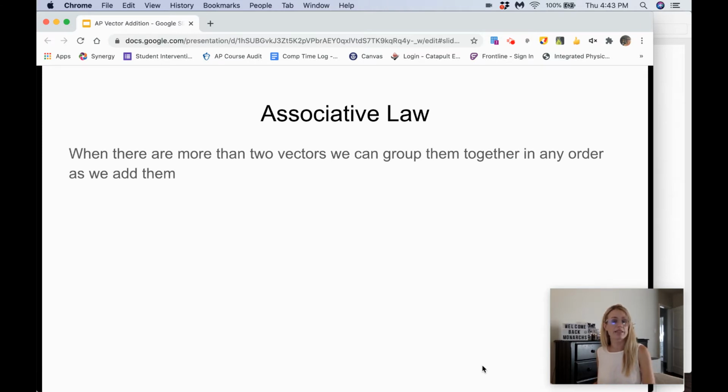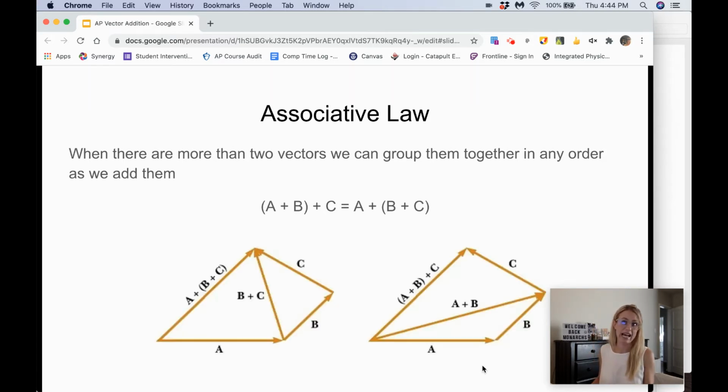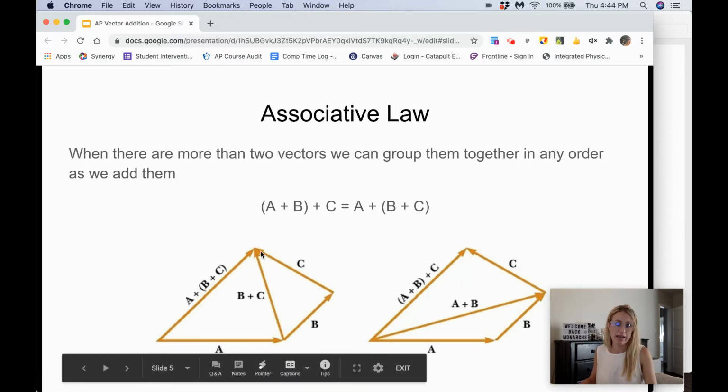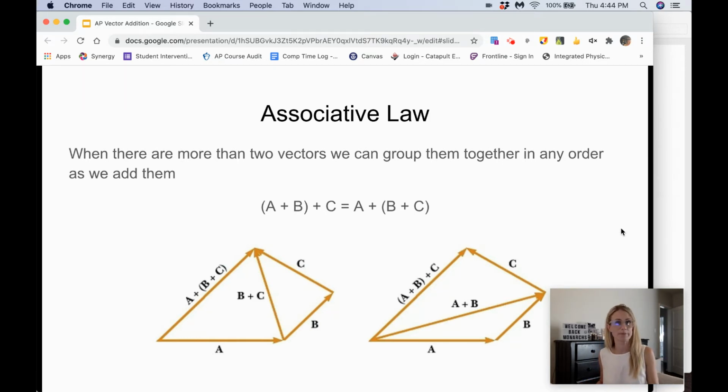The associative law is another law that vectors obey, which basically says that when there are more than 2 vectors, we can group them together in any order as we add them, and you still get the same resultant vector. For example, if we have 3 vectors, A, B, and C, if we add A and B together first and then add C, you'll still get the same resultant vector as if you added B and C together first and then added A. Here we added B and C together first and then added that to A, and you still get the same vector. That's the associative law of vector addition.